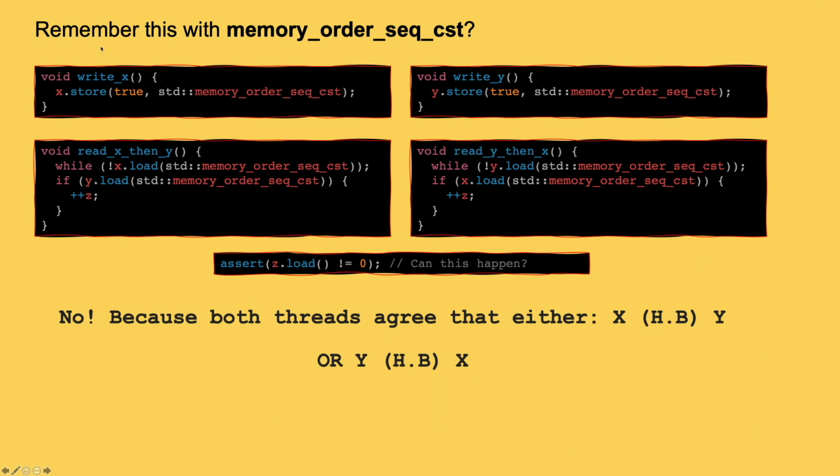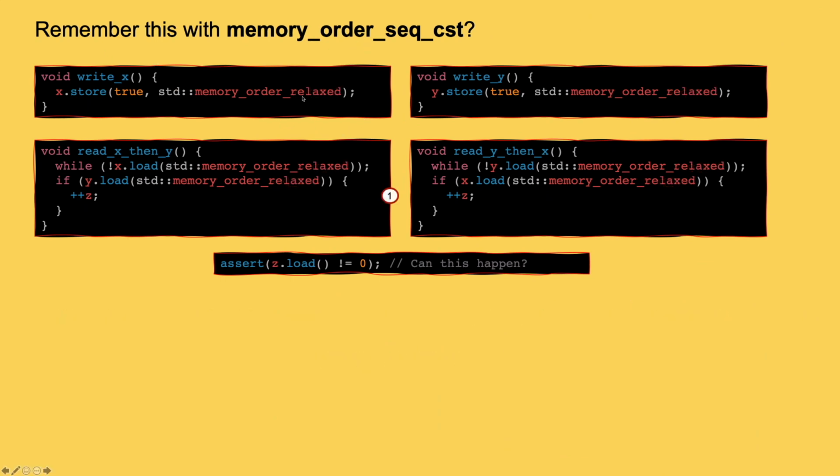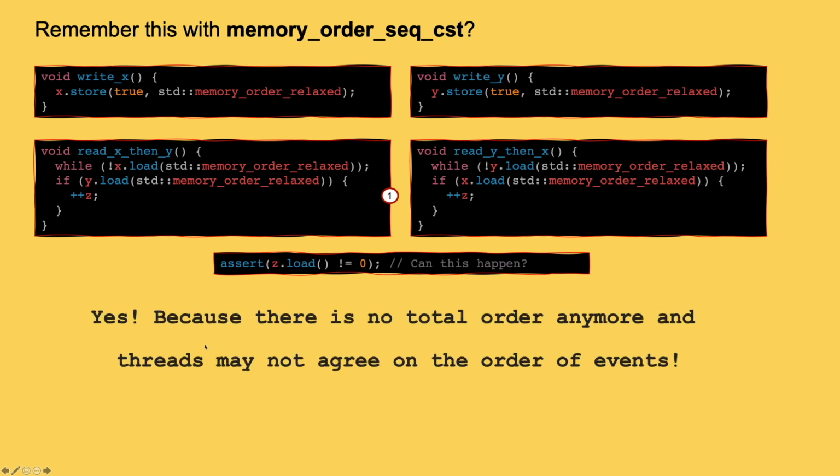So let's go back to this example that we saw before and replace these tags by memory order relaxed. So now they are relaxed, and let's see what happens when I execute this. So basically the question is, can I run this and see the value of z to still be 0? And the answer is simply yes, because there's no total order anymore.